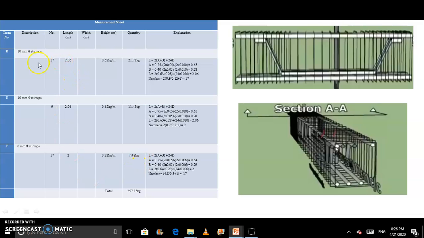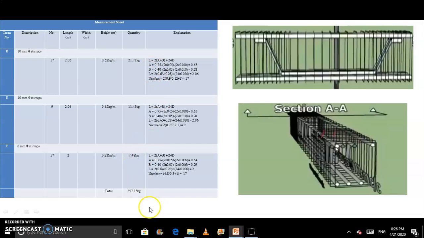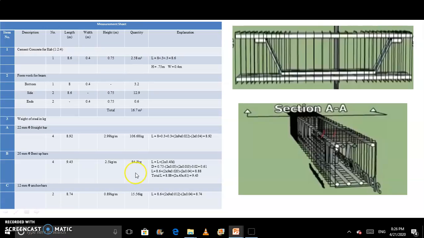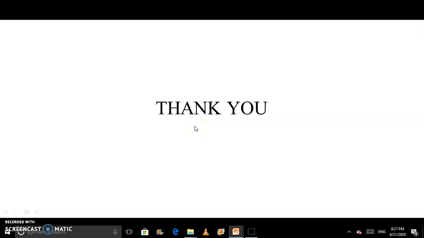So you simply add this A, B, C, D, E, F, and you get the total weight of reinforcement as 257.13 kg. So this is the quantity we find for a beam: reinforcement, formwork, and concrete. In our next lecture, we study the bar bending schedule. Thank you.